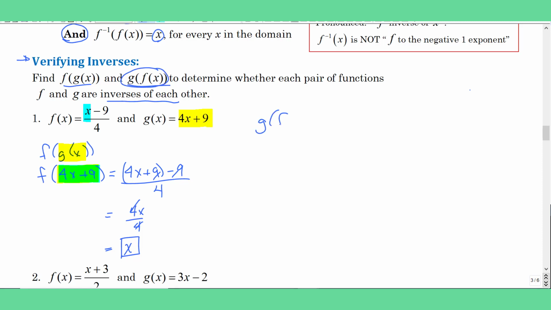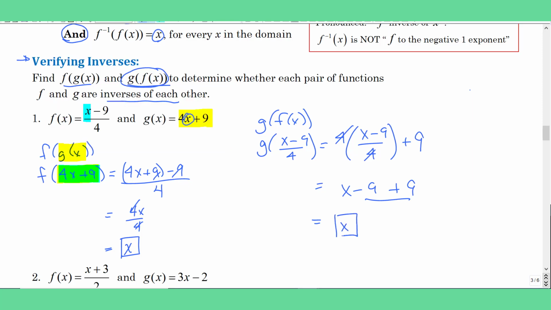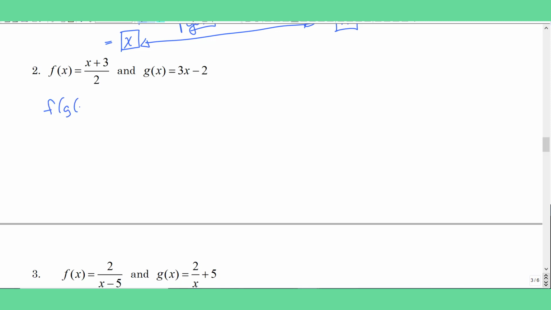So I need to find g of f of x. So same process. f of x is x minus 9 divided by 4. So wherever there is an x, I'm going to write down x minus 9 divided by 4. And again, show all your steps. So here, those divide out, and I'm just left with x minus 9. And yes, we could have done all that in our head, but again, showing all of our steps, that's 0. Are these inverses of one another? Yes, they are, because the function evaluated at g of x got me x, and going back the other way also got me x.